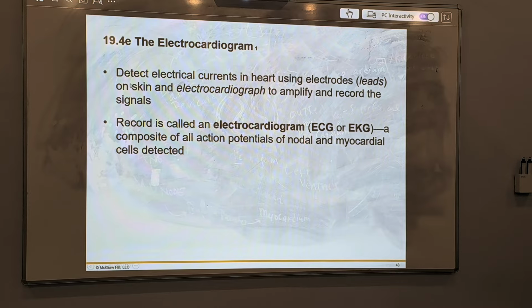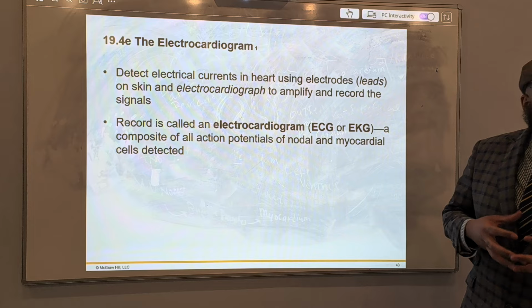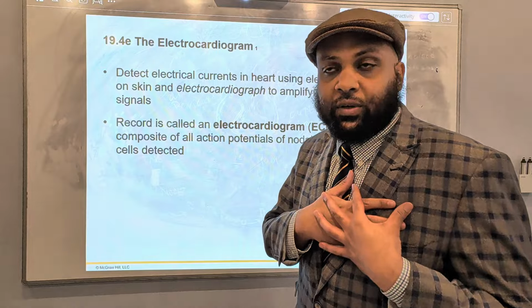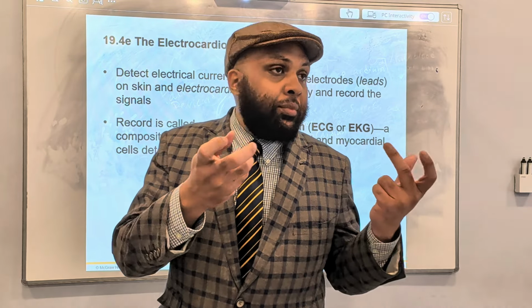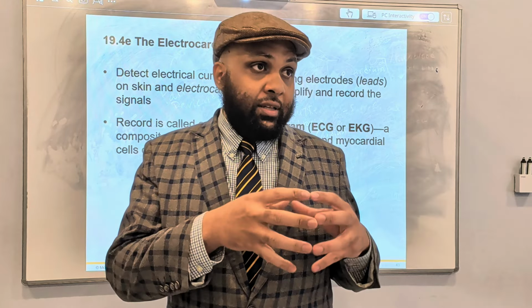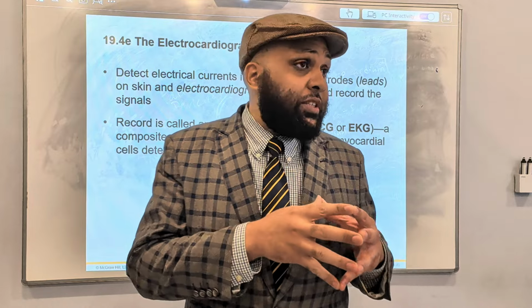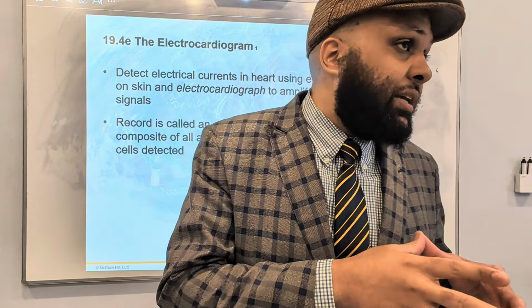Now, how do we assess if our heart is functioning properly, or if there is any disturbance in the electric conduction system of the heart and the rhythm of a heartbeat? If there is any disturbance in the rhythm of the heartbeat, that is known as arrhythmia.